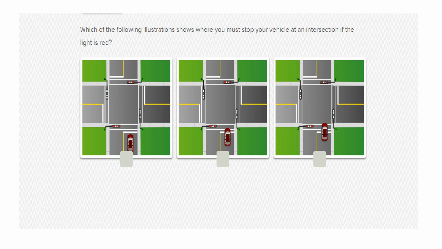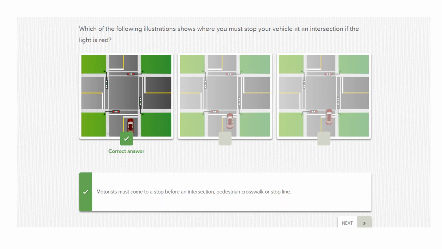And our next question is, which of the following illustrations shows where you must stop your vehicle at an intersection if the light is red? And the correct answer is picture number 1. Motorists must come to a stop before an intersection, pedestrian crosswalk or stop line.